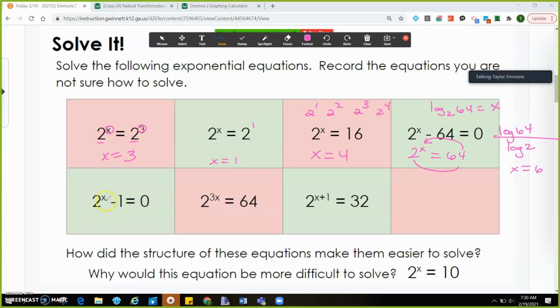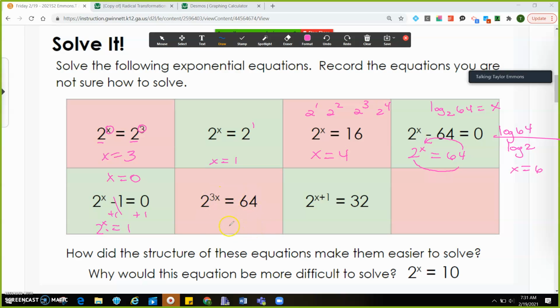Okay? Over here, again, we're going to move this to the other side. 2 to the x equals 1. Well, we know anything raised to the 0 power is 1. So x is going to equal 0. Again, this is where it gets a little tricky.